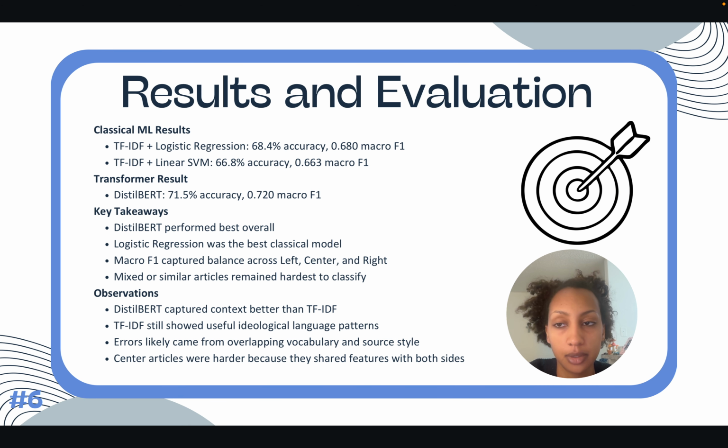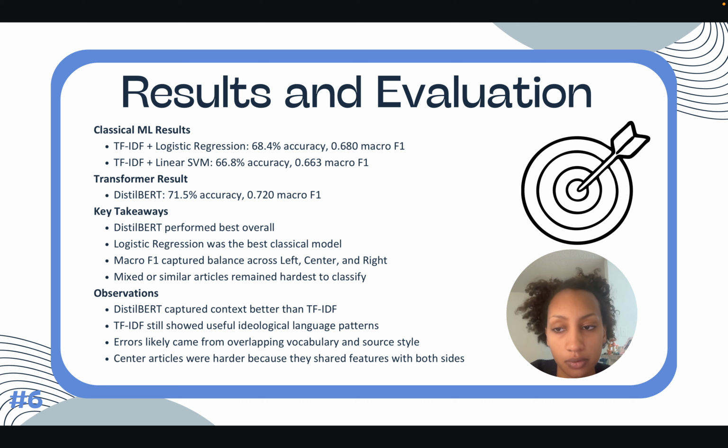Hey, this is Sandra. I'm going to do a quick summary of the overall performance of our models. For the classical approach, TF-IDF with logistic regression achieved about 68.4 accuracy and about 0.68 macro F1, while linear SVM performed slightly lower than that. With the transformer models, as you can see, DistilBERT showed a clear improvement and reached about 71.5 accuracy and 0.72 macro F1, making it the best overall.